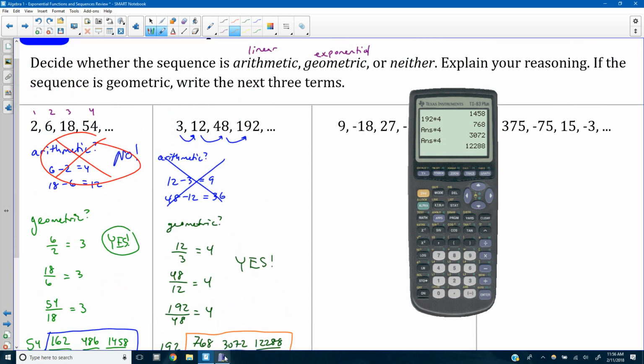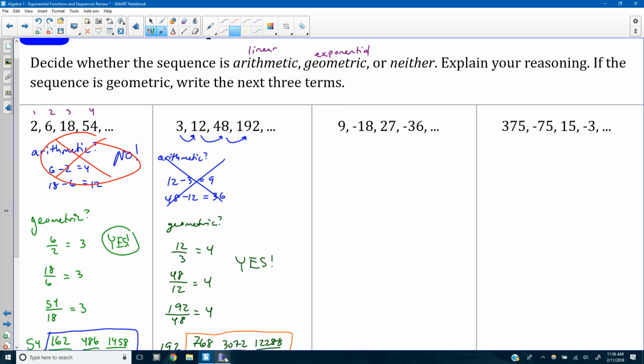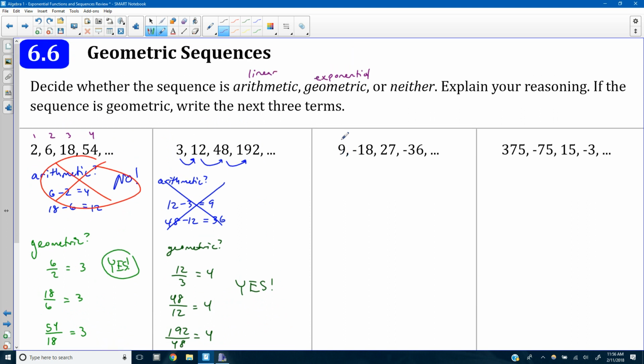Okay, next problem. We've got a 9, a negative 18, a 27, and a negative 36. There is one way for you to know off the bat that this is not arithmetic. An arithmetic sequence has a common difference and is linear. That means it can't fluctuate from negative to positive over and over again. Once it hits negative from positive, it's going to stay negative and keep going largely negative. So I already know it's not that.